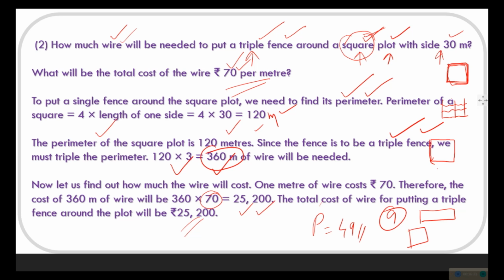Something more is there in your textbook. I would like to refer about it now. What is it? It is about area of a rectangle. As I told you, whenever we use the term area, it talks about how much surface.